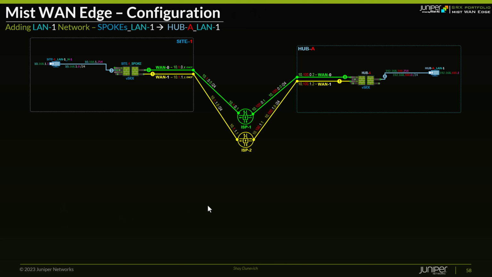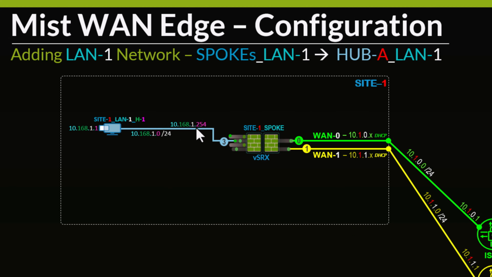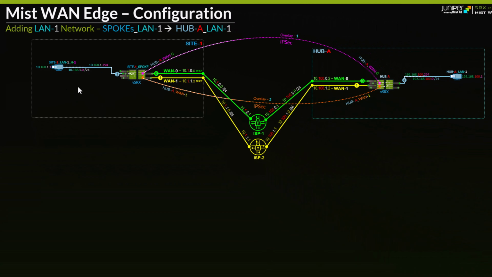So now let's take a look at our lab topology. Here's our VSRX spoke and hub. I just isolated one site, site 1, so it will be easier for me to explain what parameters and configuration we need to use on the LAN 1 network. And then, as we already discussed, it would be replicated and used on all sites, all spokes. So in this case, just to make it more realistic, on LAN 1 we would probably have multiple hosts, right? So LAN 1 on the spoke, which is the 10.168.1.0/24 segment, we would want it to send traffic towards hub A LAN 1, which is 192.168.100.1. This is the host here.